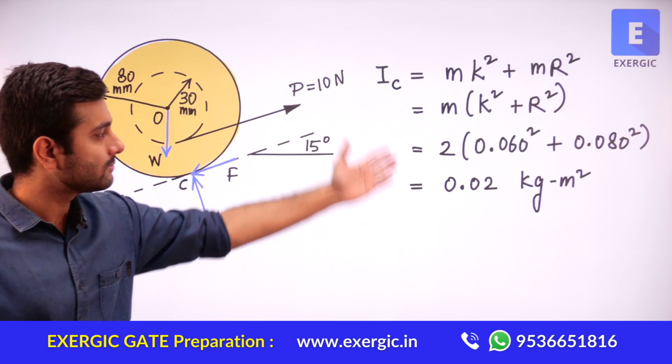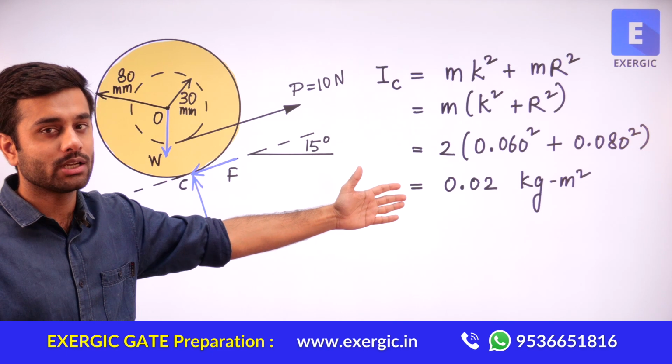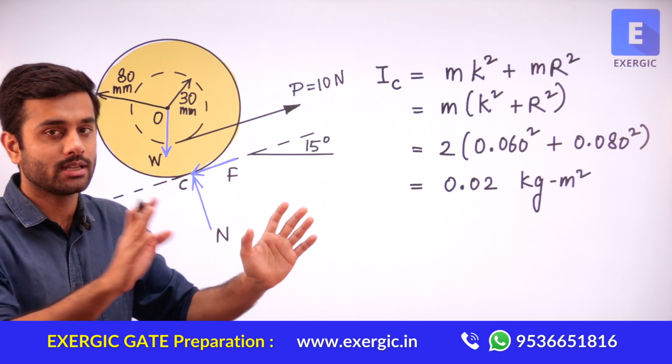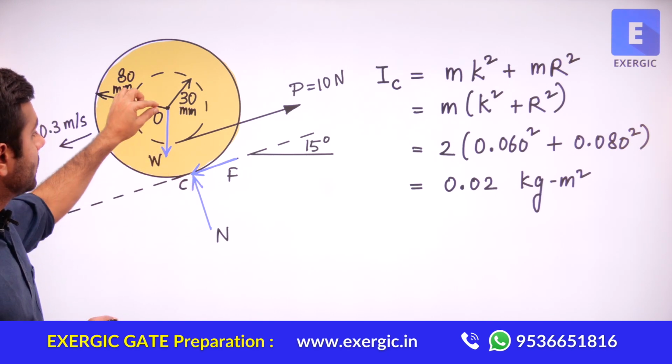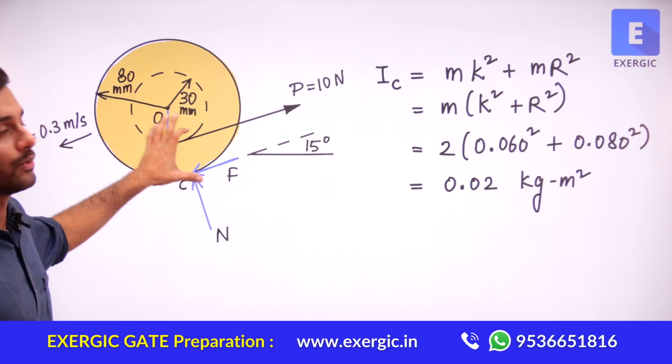Before moving further, quickly go through this calculation. We have already discussed this logic and concept. Right? The value IC about C is mk square plus m capital R square.